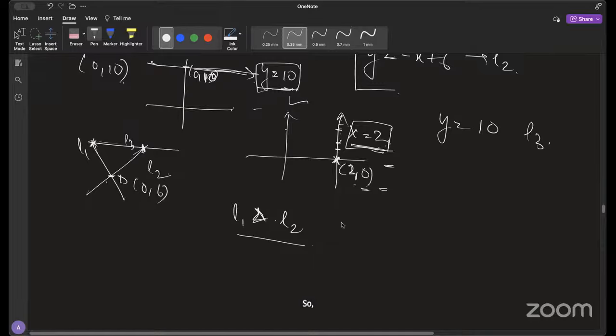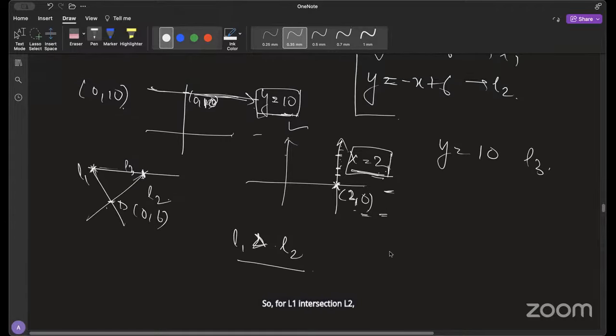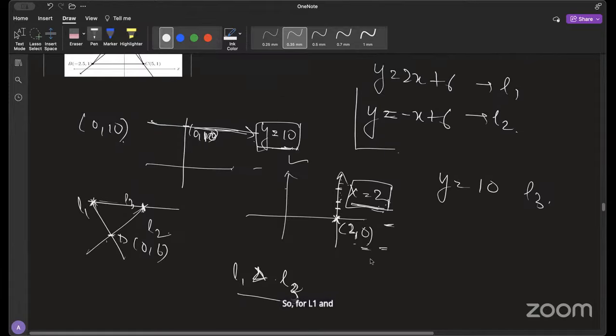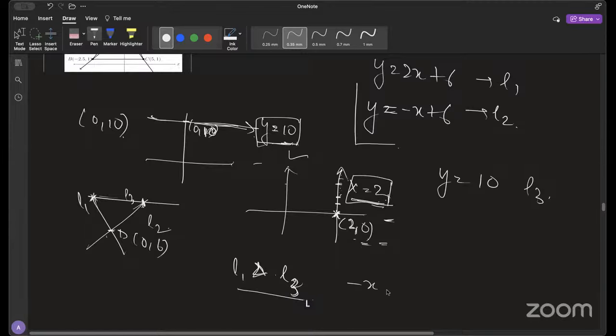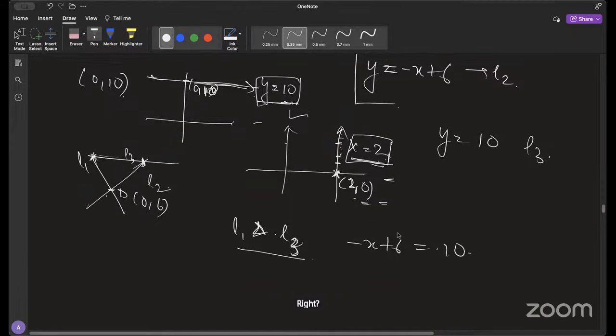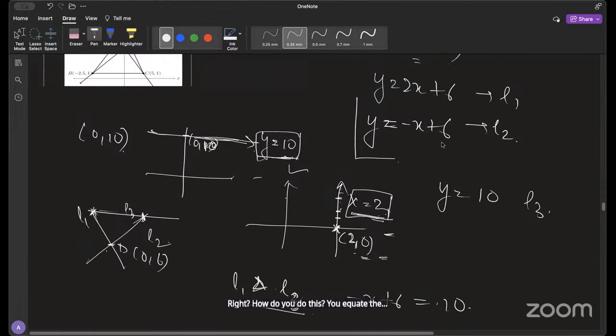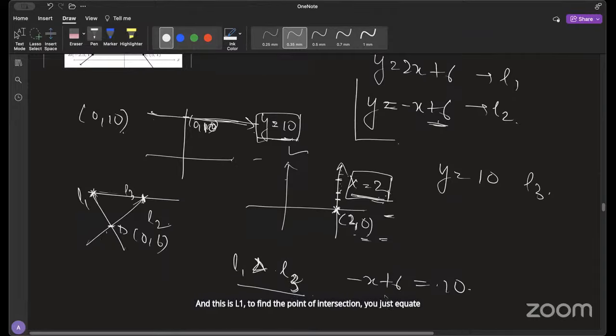So for L1 intersection L2, the point of intersection of L1 and L2 is, you have to find for L1 and L3, right? So for L1 and L3, L1 is minus x plus 6 and L3 is y equals 10, right? So how do you do this? You equate these two things. This is L3 and this is L1. To find the point of intersection, you just equate the y coordinates, right?